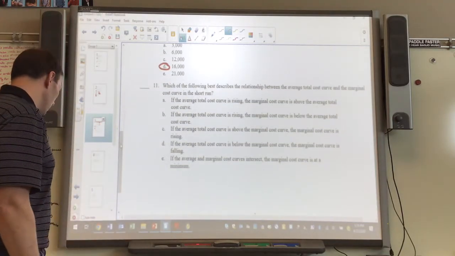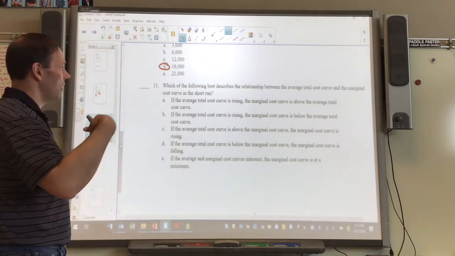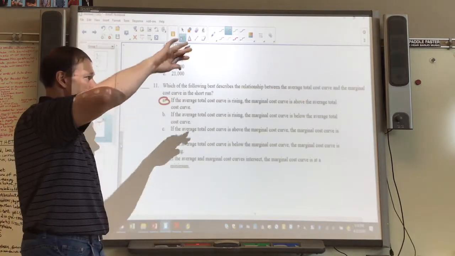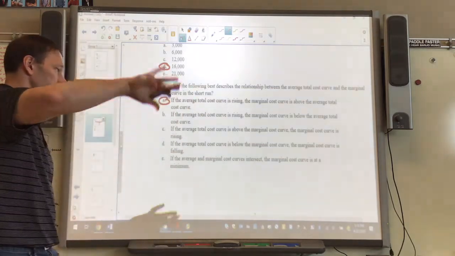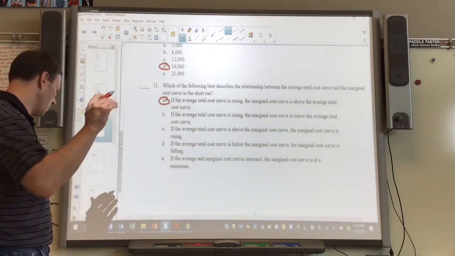All right, number 11, which of the following best describes the relationship between the ATC curve and the marginal cost curve? Well, as we know, if the ATC is going up, it must be because the marginal cost curve has already crossed it and is above it. Okay, so that's going to bring that average up.